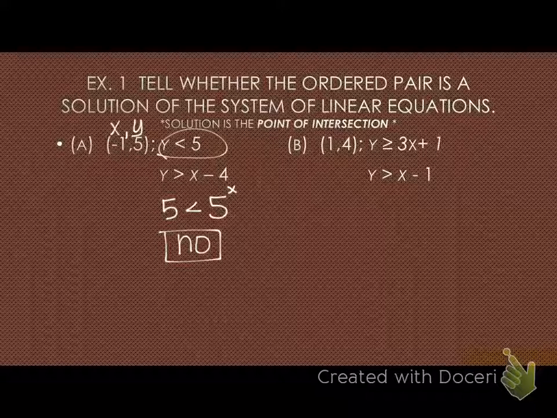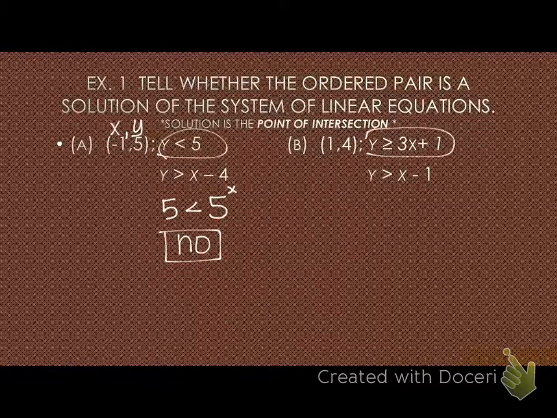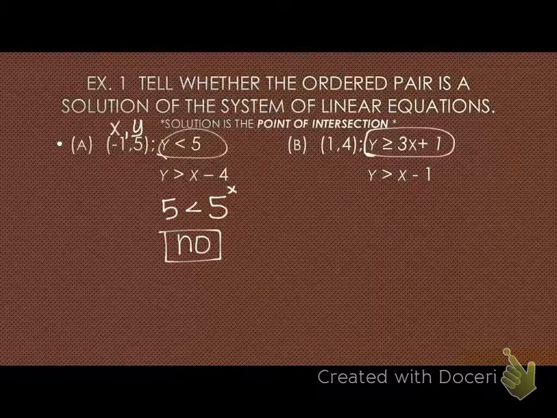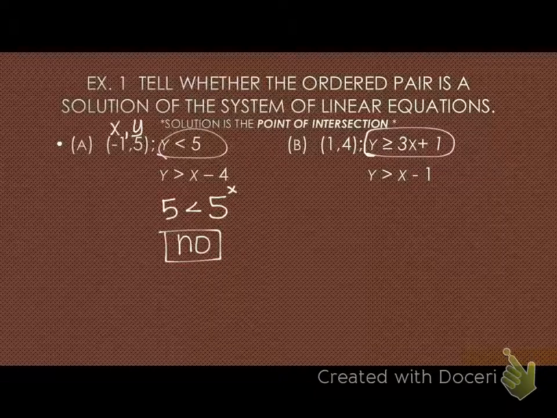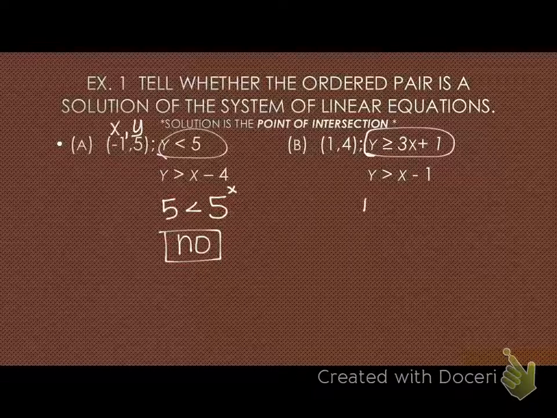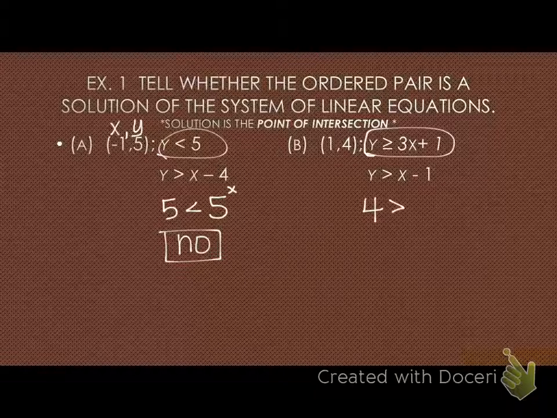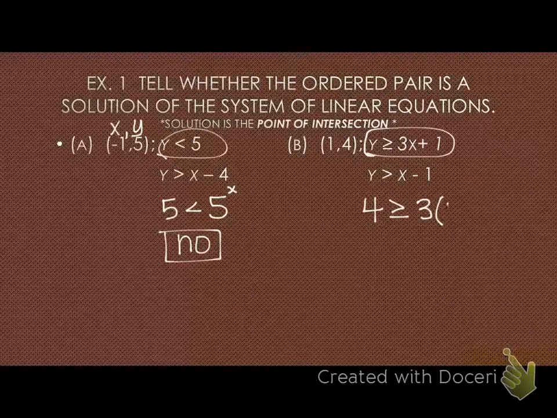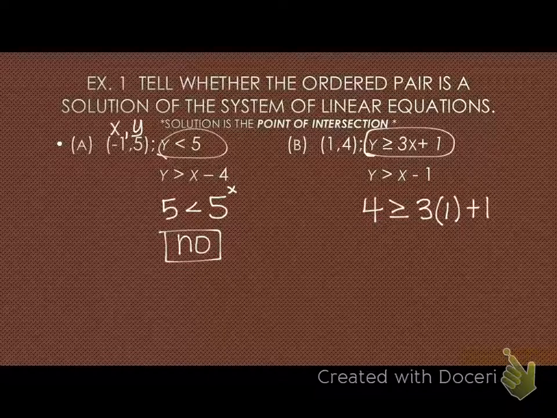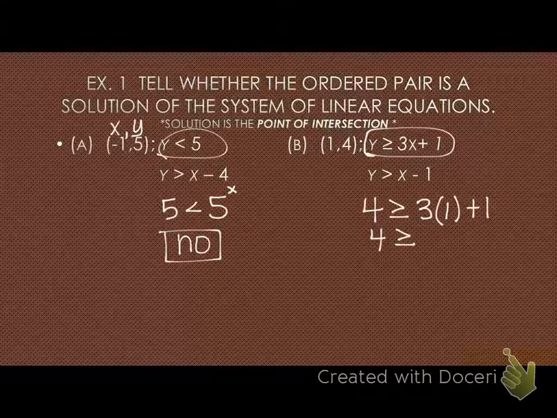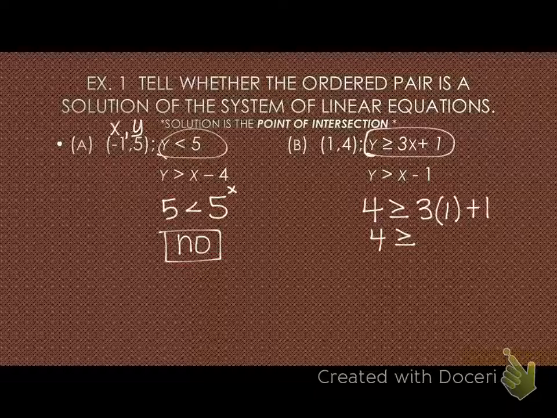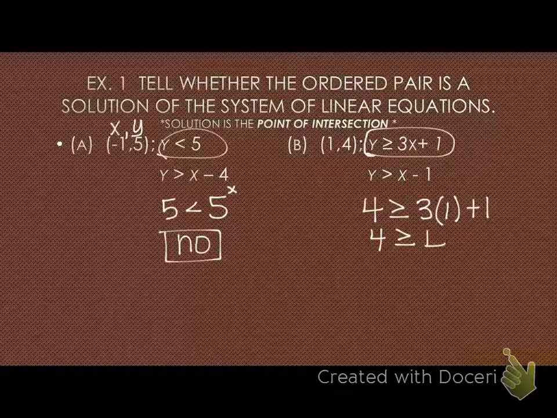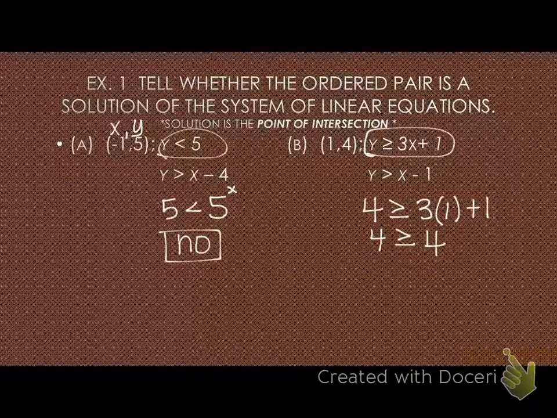All right, letter B. What are we plugging? We're going to plug the point into the first inequality. What are we plugging in place of y? Class? 4 is greater than or equal to 3 times. What are we plugging in place of x? 1 plus 1. 4 is greater than or equal to, class, what's 3 times 1? And 3 plus 1. 4. Is 4 greater than or equal to 4? Yes, so we're going to keep going.